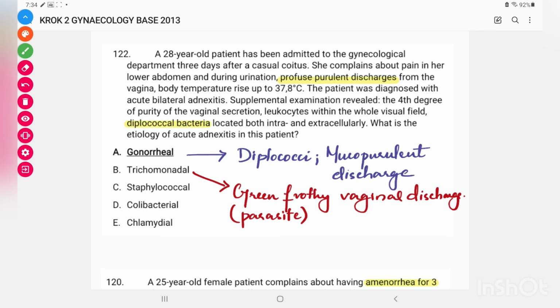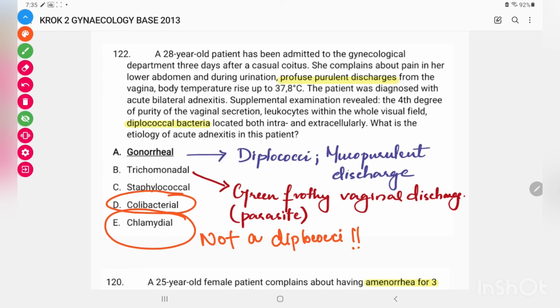So such a huge question, but there are only 2 main points to be noted, which says that there is a profuse mucopurulent, basically purulent discharges from the vagina, and when we already checked it under microscope, we found that it is a diplococci bacteria. Okay, now coming back to our options. Chlamydia, as I already mentioned, they can produce mucopurulent discharge, but it is not a diplococci. Okay, it is not diplococci bacteria.